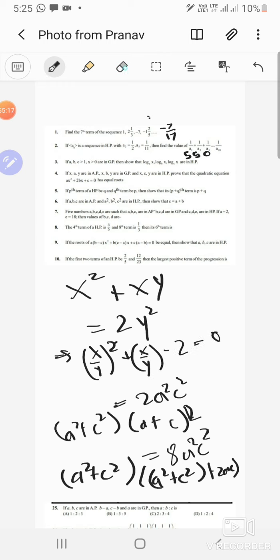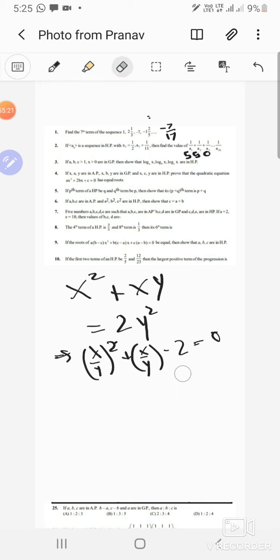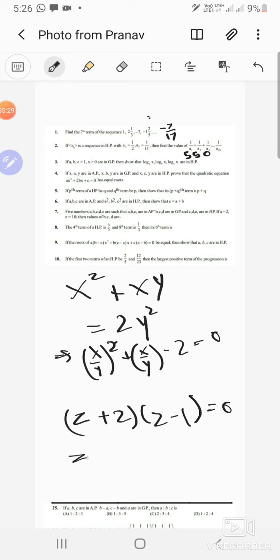Fine. So now let's call this X by Y as Z. So we will get Z plus 2, Z minus 1 equals 0. So Z equals minus 2, but remember what Z was. Z was basically a squared plus c squared upon 2ac.